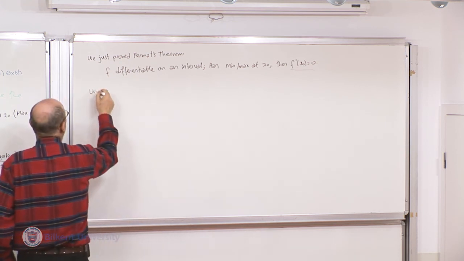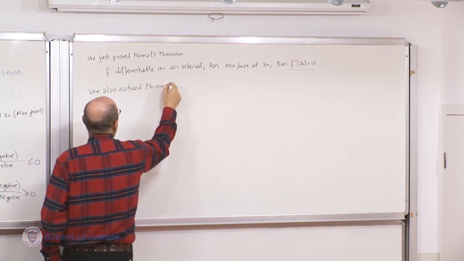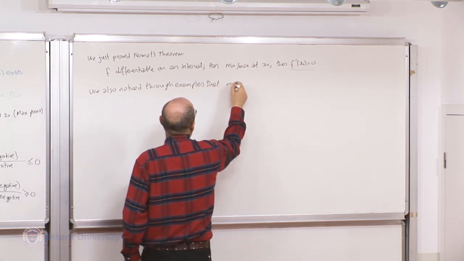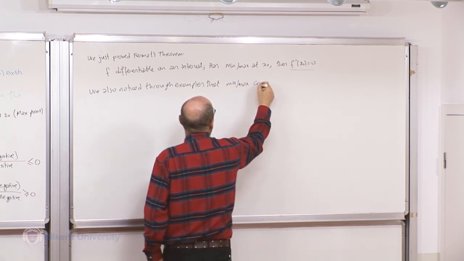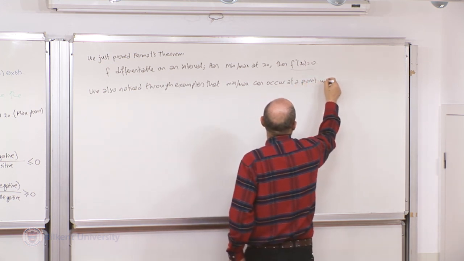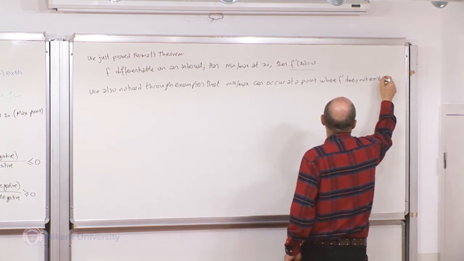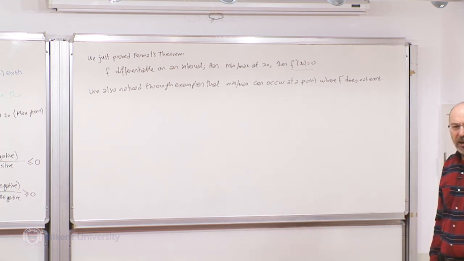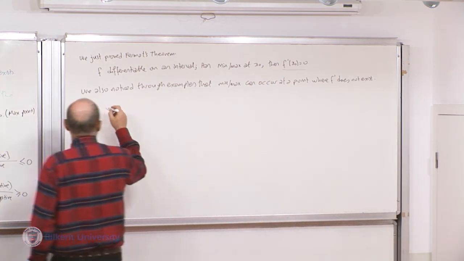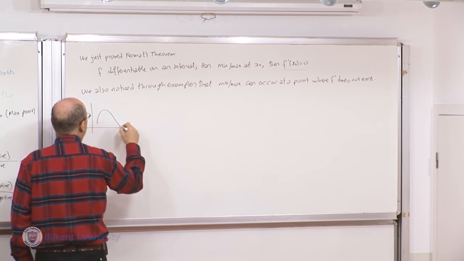Okay, so we also noticed through some examples that min-max can occur at a point where f prime does not exist. Okay, so these are points where there is no tangent. We call them singular points. So our example was this. So we can have something like this.